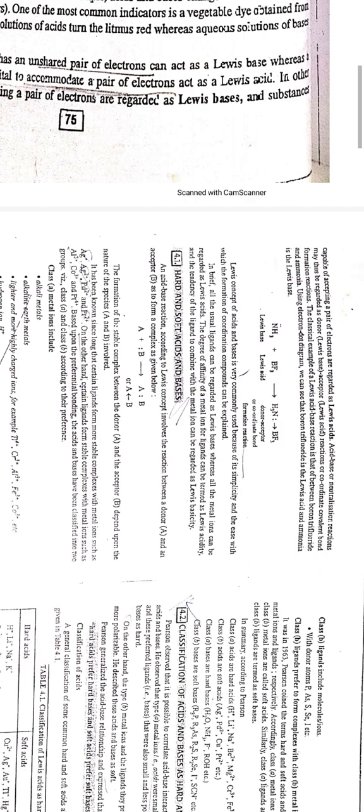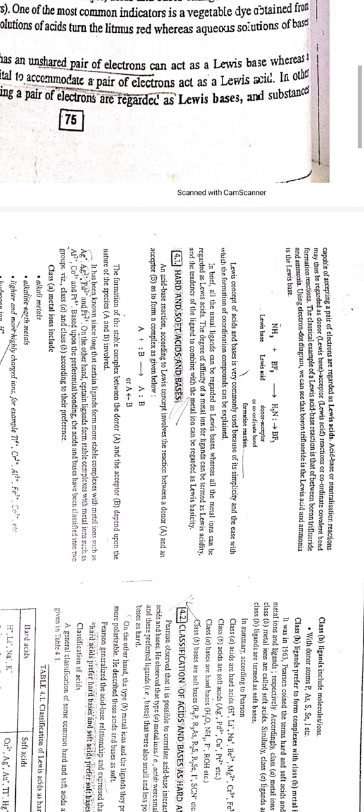The classical example of a Lewis acid base reaction is that between boron trifluoride and ammonia. Using electron dot diagram, we can see that boron trifluoride is the Lewis acid and ammonia is a Lewis base. NH3 plus BF3 gives NH3 bonded with BF3, a donor acceptor or coordinate bond formation reaction.